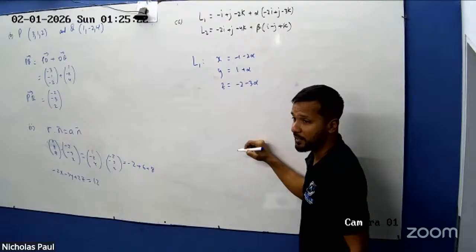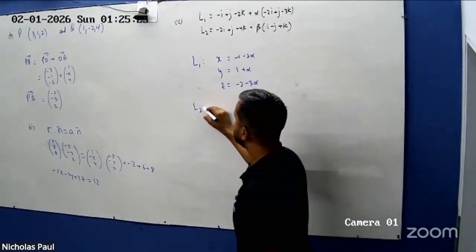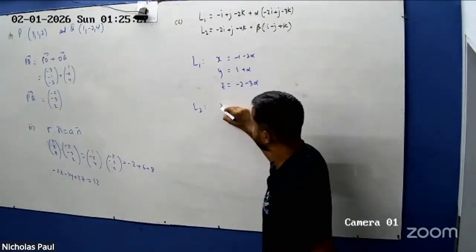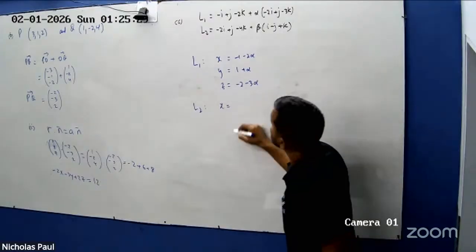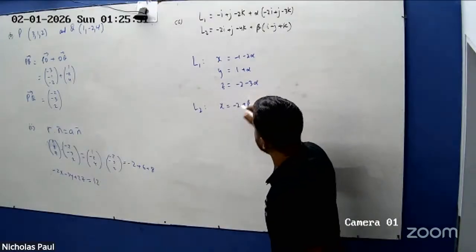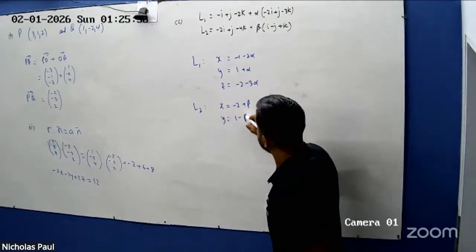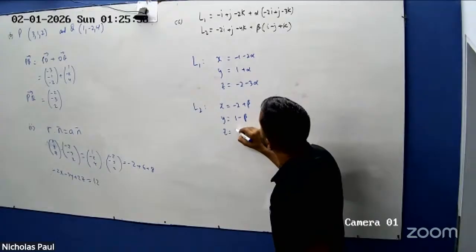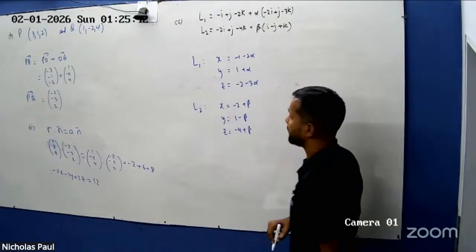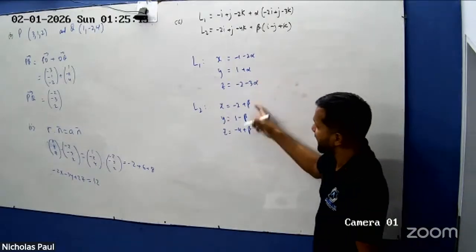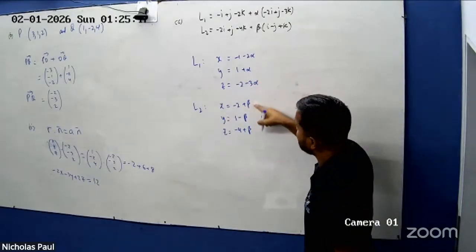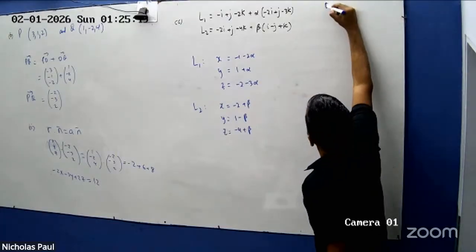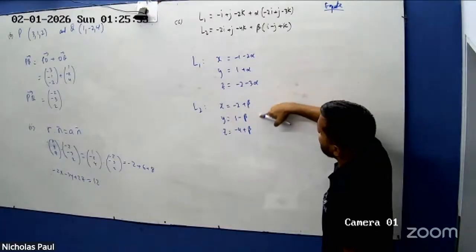right? And then L2, Keshav. What's L2? Minus 2 plus beta, nice. Y is what? 1 minus beta, very good. And Z is? Minus 4 plus beta, nice. So now we're just going to solve the X. Solve these two simultaneously. So we're going to equate the X and equate the Y.